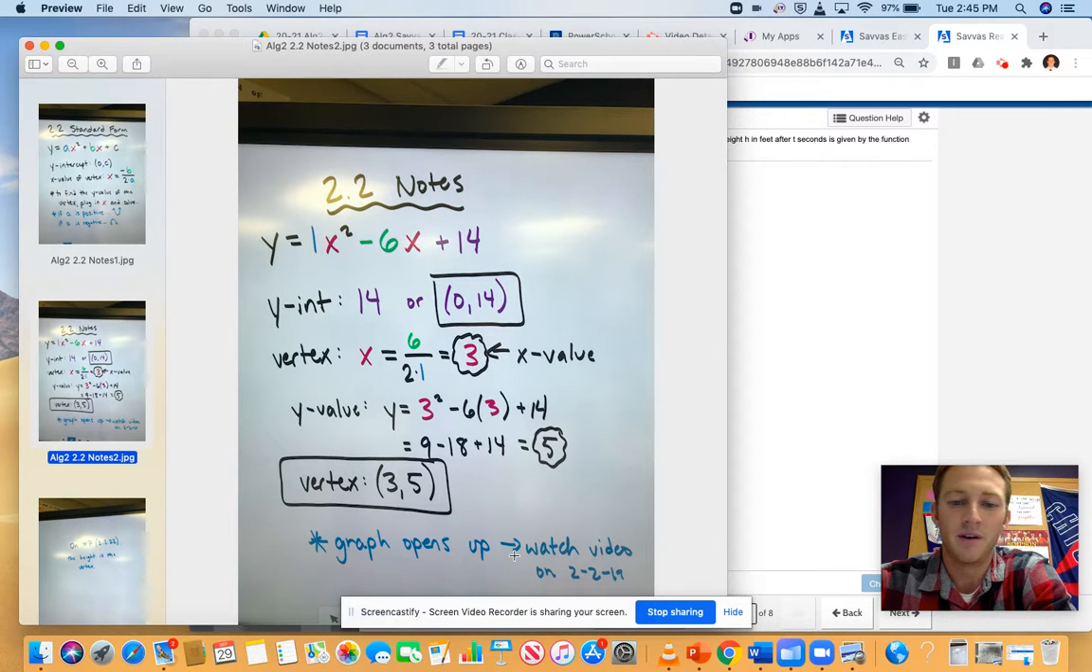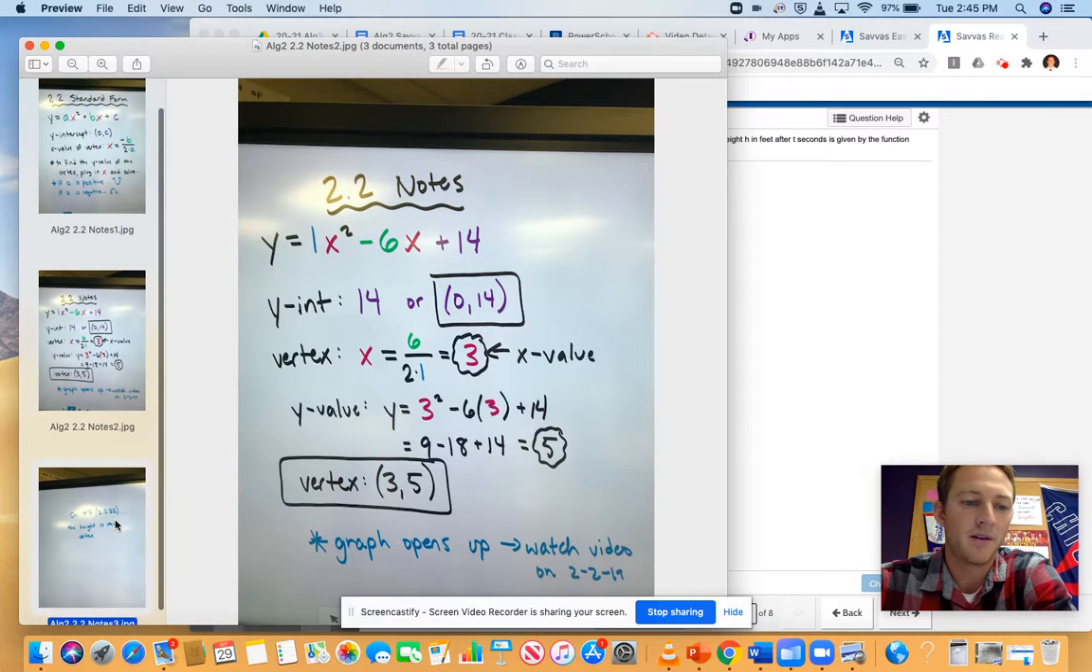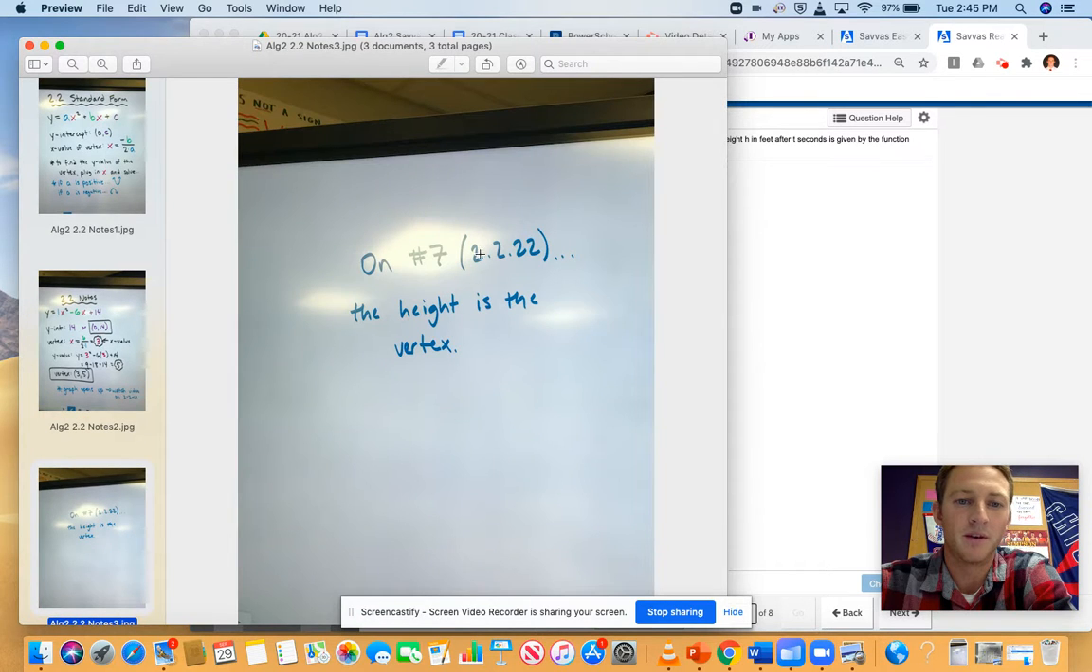I'll have another video on graphing posted on our PowerSchool page. And then just a helpful hint for number 7 on our homework, that's 2.2.22 up on the left. The height that they're asking for is the vertex, or the maximum or the minimum. That's just the vertex.